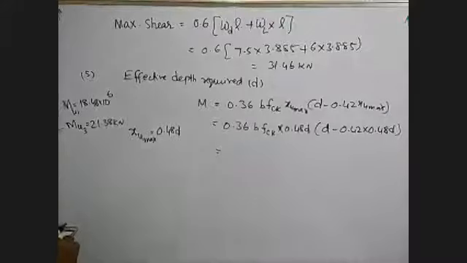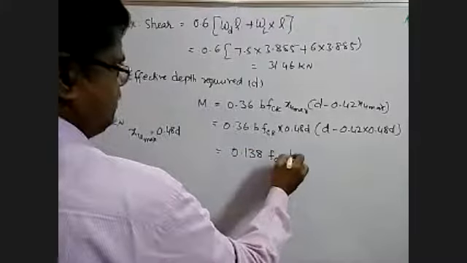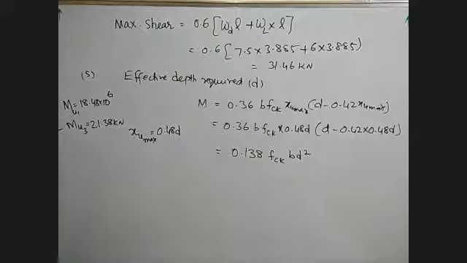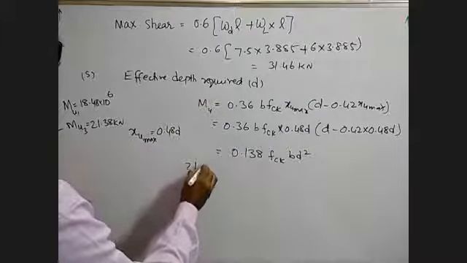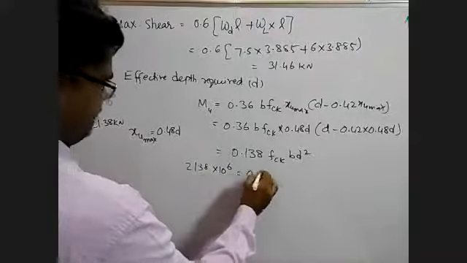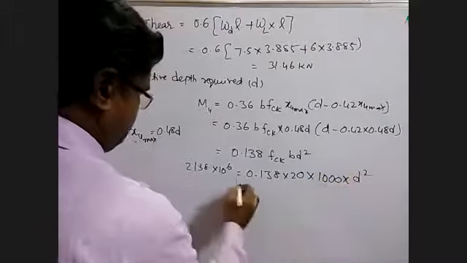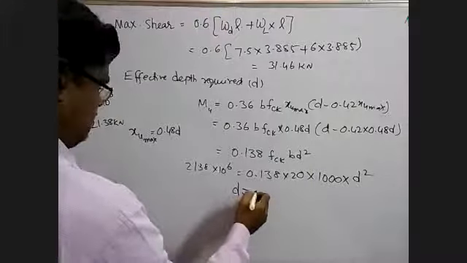Solving this, we get a value, or we can directly remember it: 0.138 FCK BD square. Without this step, we can directly use 0.138 FCK BD square. That is for FCK 415 with M20, this is the formula. Now the bending moment here, MU is 21.38 into 10 to the power of 6 is equal to 0.138 into 20 into B is 1 meter, that is 1000 into D square. D is equal to 88 mm.